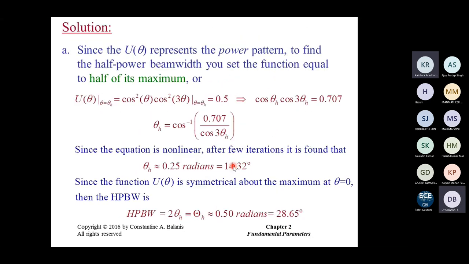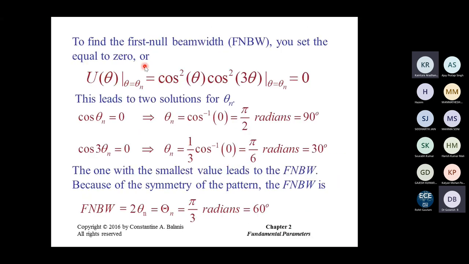So next we want to calculate the first null beam width. First null beam width, as the name says, we have to calculate the nulls here. So with the radiation intensity, we have to equate the expression to zero because we want the nulls. It's the linear scale. We want the directions along which the nulls exist. So there are multiple solutions. The first is cos theta becoming zero. That is one of the solutions.